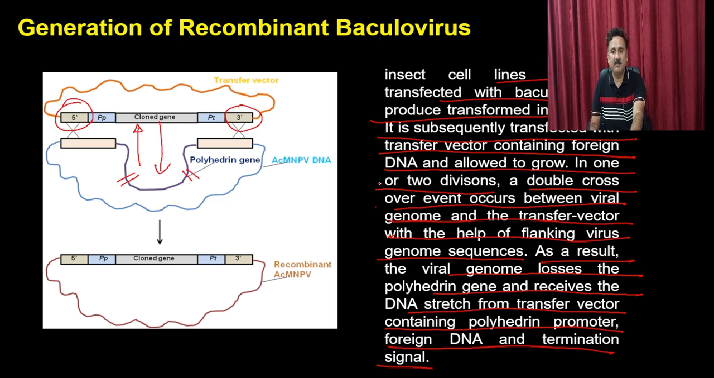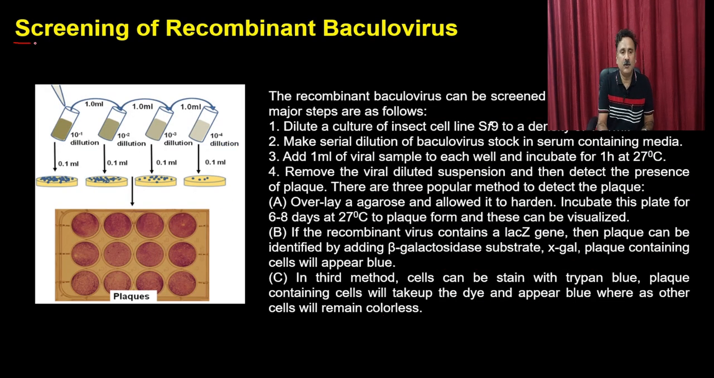Once you have generated a recombinant baculovirus, you are going to transform that into the insect cell line, and then you are going to screen the recombinant cell lines or recombinant baculoviruses, and then use that for protein production. For the screening, you are going to use multiple methods, right? You can use the plaque method to see whether plaques are forming or not, because if the virus is generated, it is going to cause plaque production.